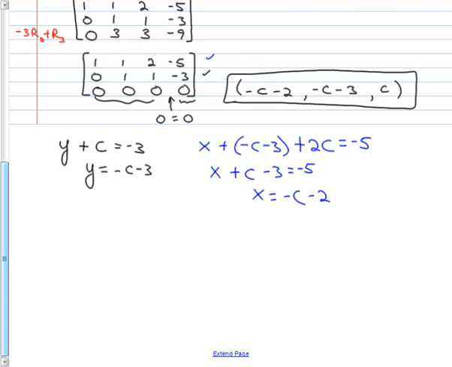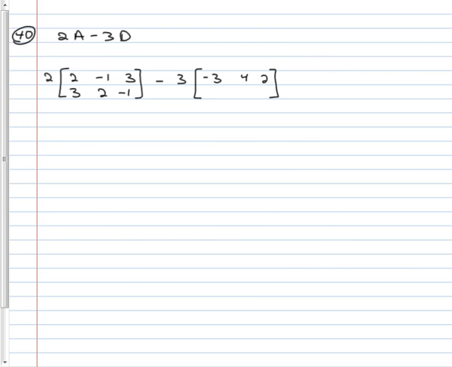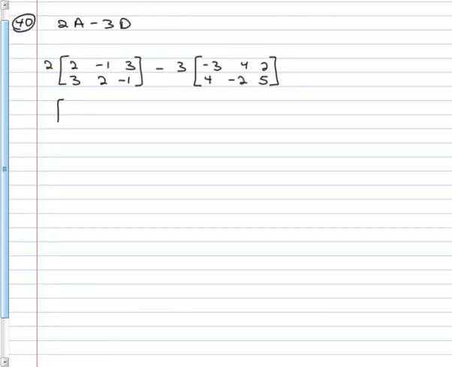So they have defined a bunch of matrices, A, B, C, and D. They've defined all these matrices, and they're saying on number 40, take 2 times A minus 3 times D. So we'll need to go 2 times matrix A, which I need to copy to negative 1, 3. Times matrix B. Just like distributing, so if I multiply everything by 2, 4, negative 2, 6, 6, 4, negative 2.